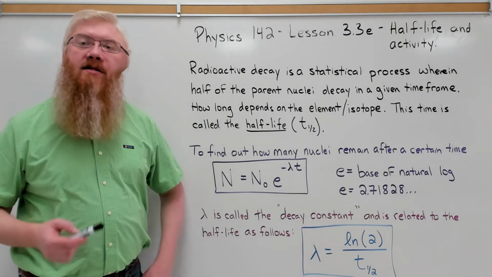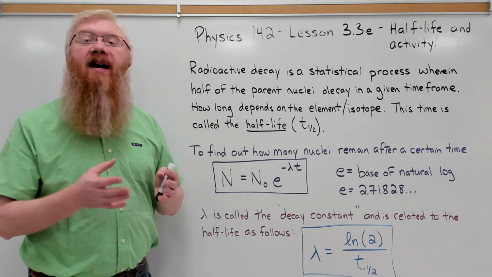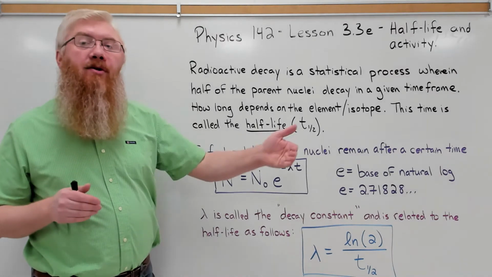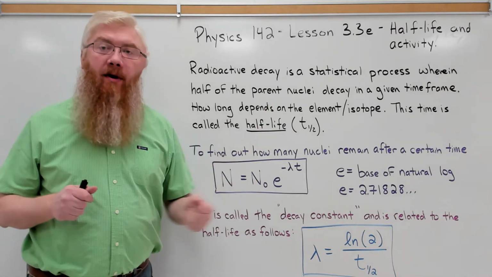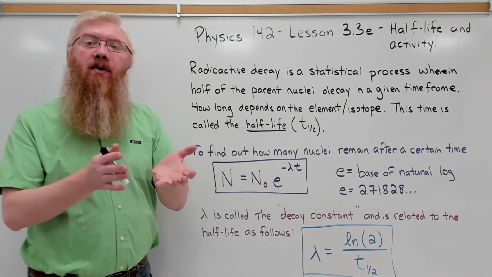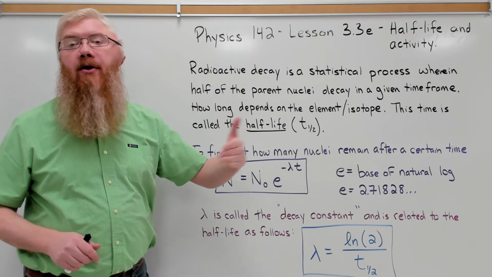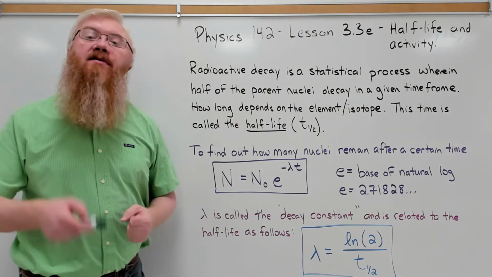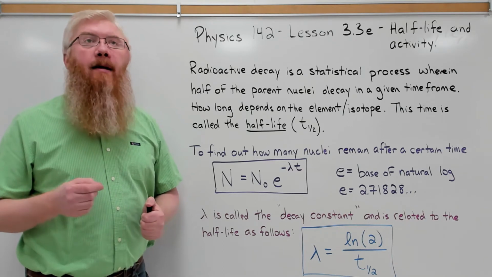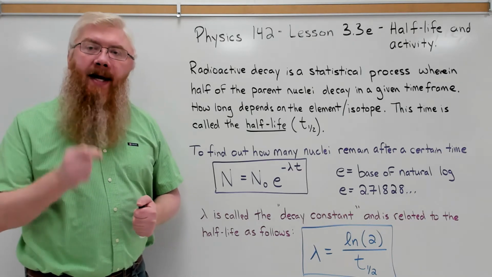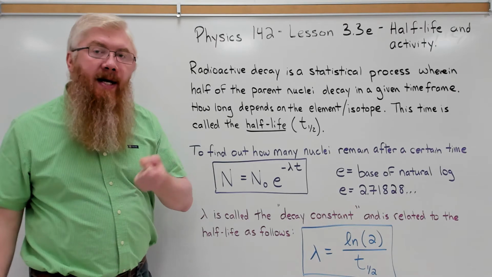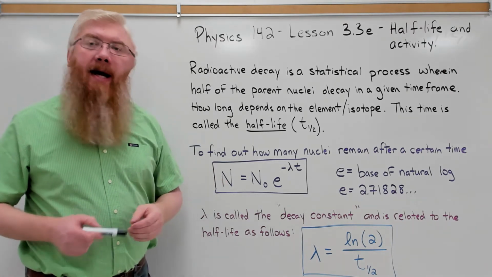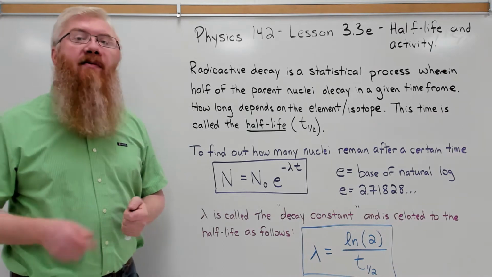Radioactive decay is a process in which a radioactive isotope changes from one isotope into one or several other isotopes. So you have some parent nuclei that decay into a daughter or several daughter nuclei. This process is a statistical process, meaning that when an individual parent nucleus changes into a daughter nucleus is not known. It's a random process. It's very much like flipping a coin.